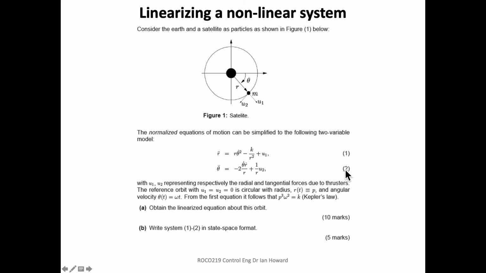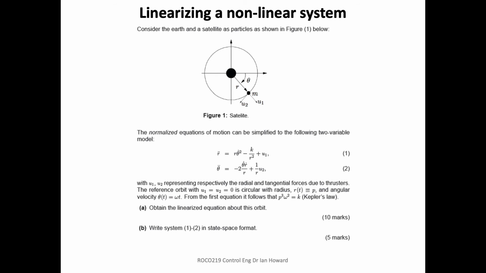So this satellite's obviously got some control. And in the reference orbit, so when it's going around in equilibrium, there's no thrusting going on. u1 equals u2 equals 0. The radius r(t) is p. The angular velocity is omega t. And from Kepler's law, we're told that p cubed omega squared equals k.